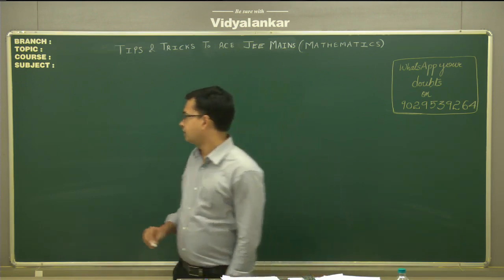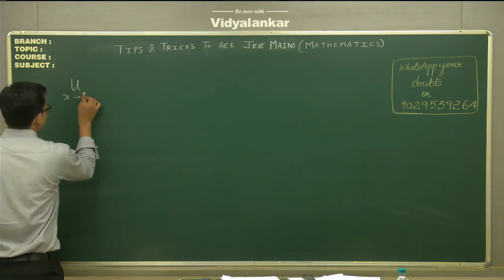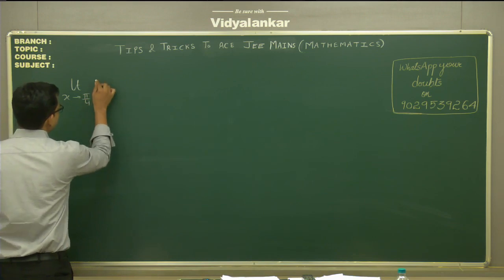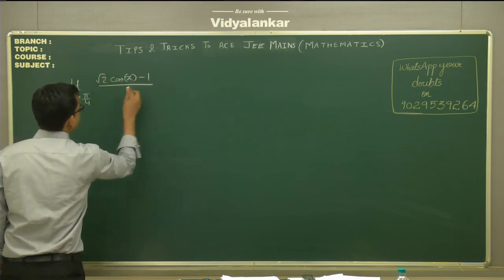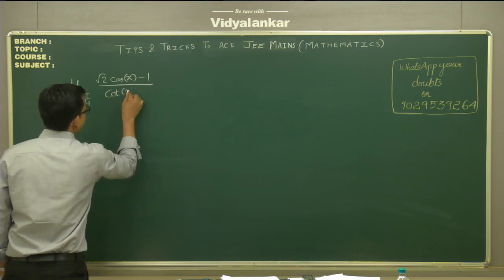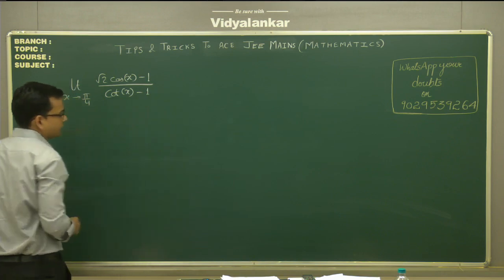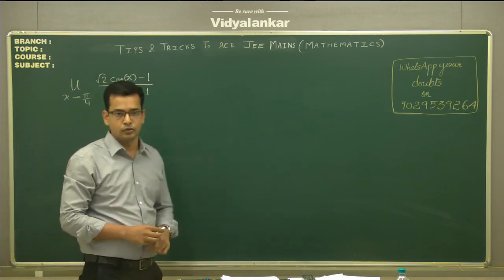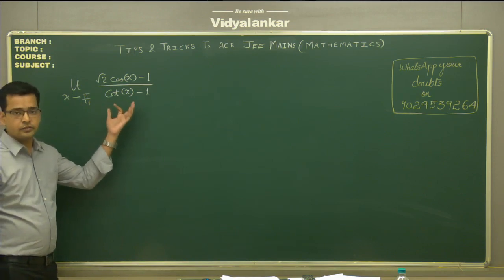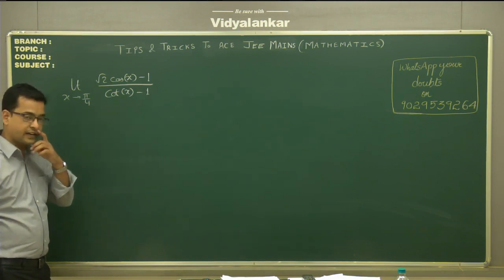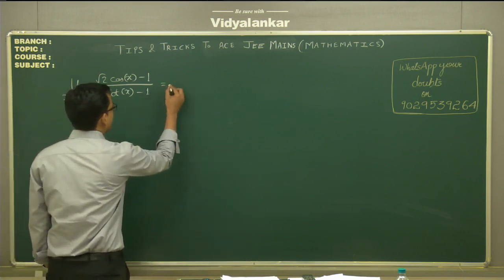For example, if you are supposed to solve a question like the limit as x tends to pi by 4 of (root 2 cos x minus 1) upon (cot x minus 1). As you know, in 12th standard L'Hopital is not there. You can't use the L'Hopital method in boards. But in Mains, this question becomes very lengthy if you go by factorization and all. But with the help of L'Hopital, you can solve it in 1 minute.